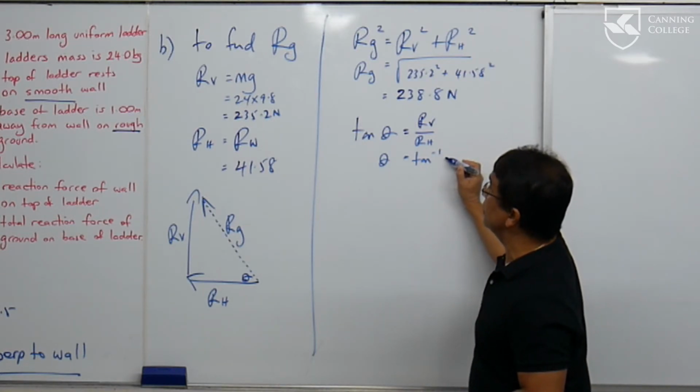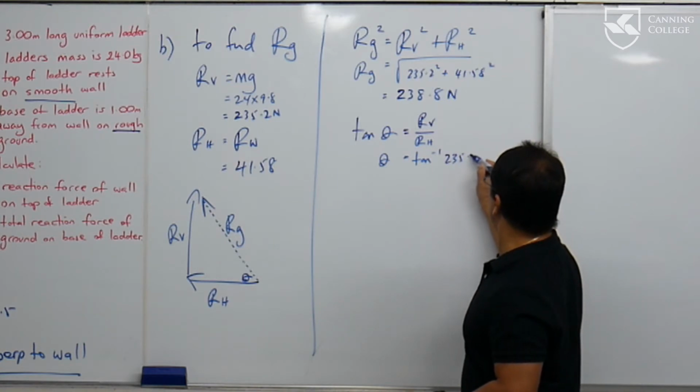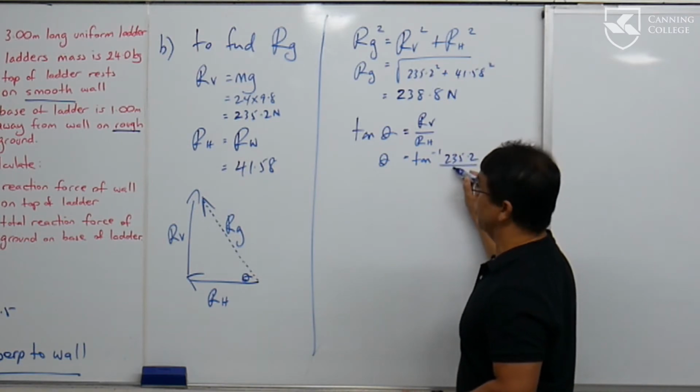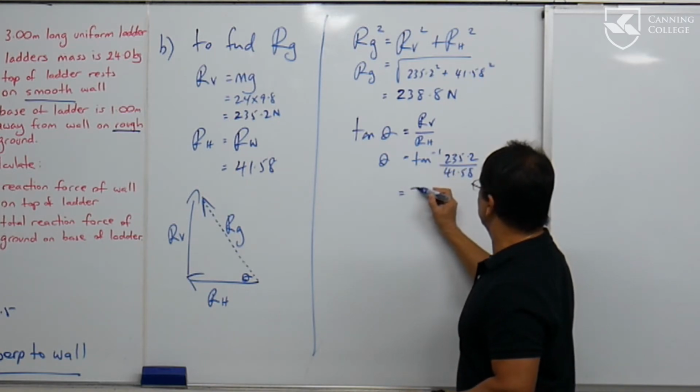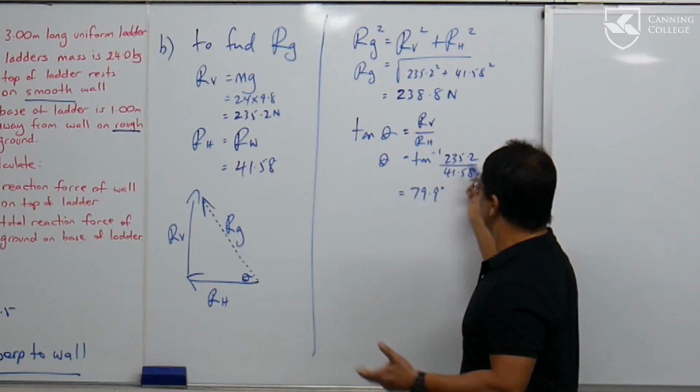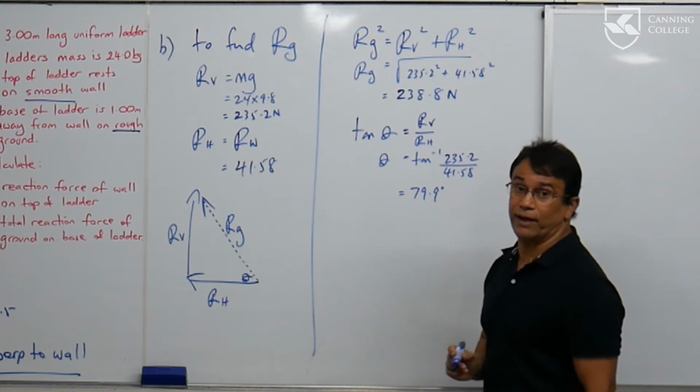What's RV? RV is 235.2 divided by 41.58, and I've worked it through. Theta comes out to 79.9 degrees. Now we're all done. Just make a final answer.